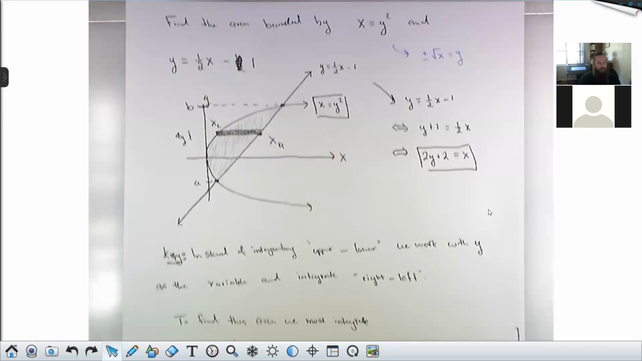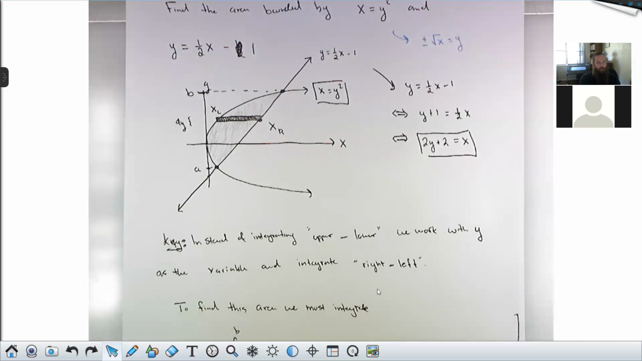So again, the big idea is instead of upper minus lower, we integrate right minus left. And the trick is that we're thinking of y as the variable. So you have to solve both of your equations for x, sketch the graph, and then you integrate right minus left instead of upper minus lower. The challenge here was maybe in drawing the graph, if you're not comfortable with graphs like these, and then also finding the numbers a and b.